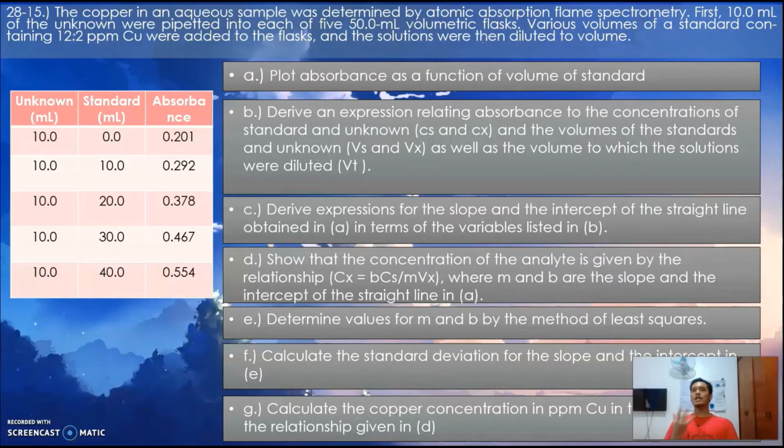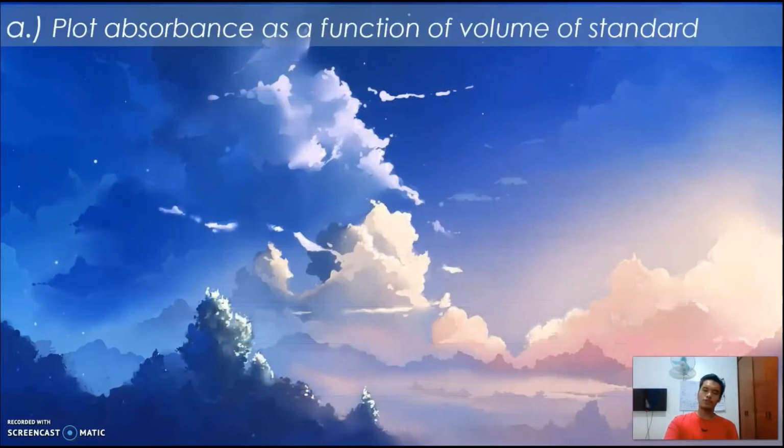So A, B, C, D, E, F, G, there are seven things to find. And of course, this is just one question, but as I said, this question has a lot of requirements. So that's why this video is only for one question only. But fear not, we will try to answer this with as much detail as I can possibly provide to you all. So let's start first with the first part.